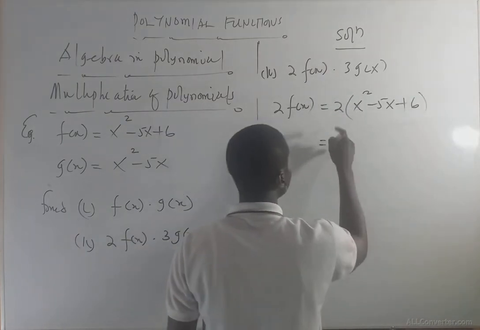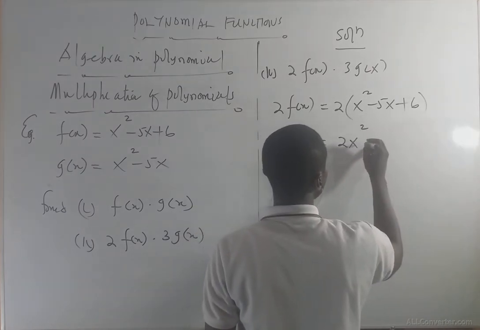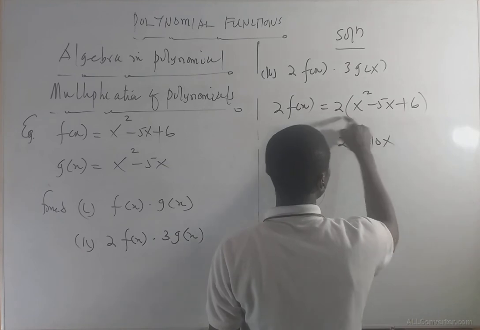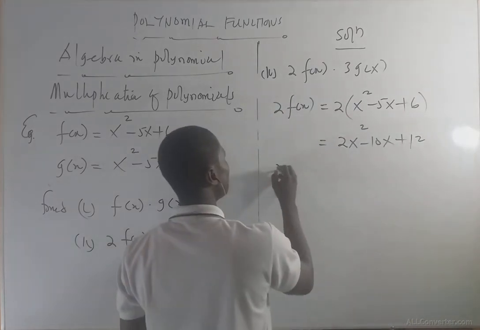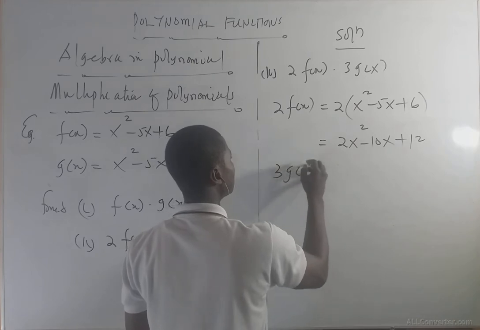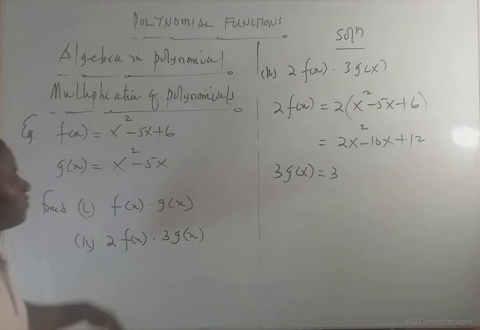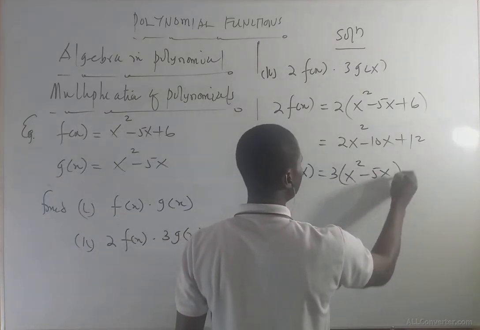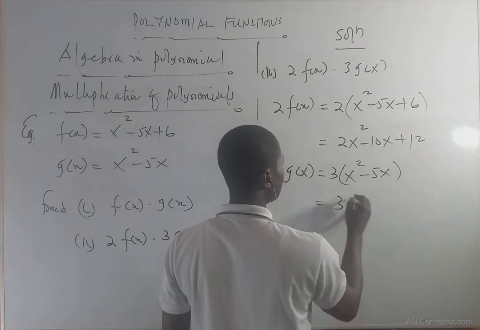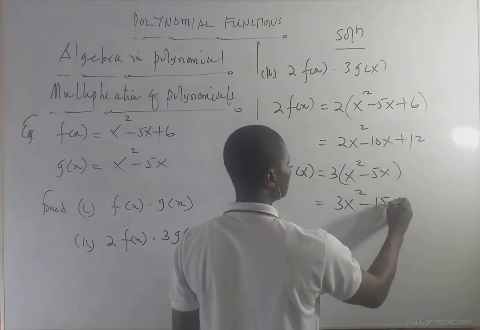So in simplifying this, 2 times x squared is 2x squared. 2 times minus 5x is minus 10x, and 2 times 6 will give us 12. So we are done with the 2f of x. Now let's find the 3g of x, and this should be 3 times the g of x function, which is x squared minus 5x in bracket. Then we simplify. 3 times x squared is 3x squared. 3 times minus 5x is minus 15x.